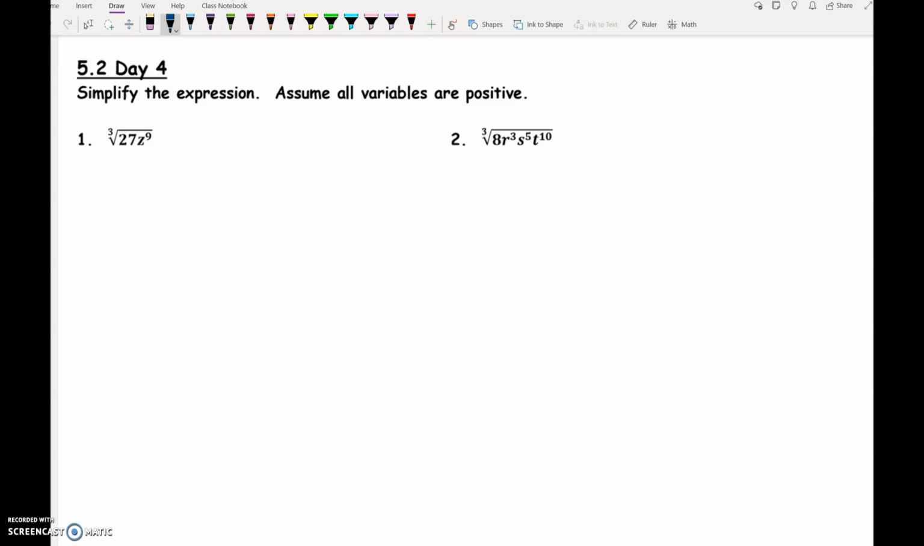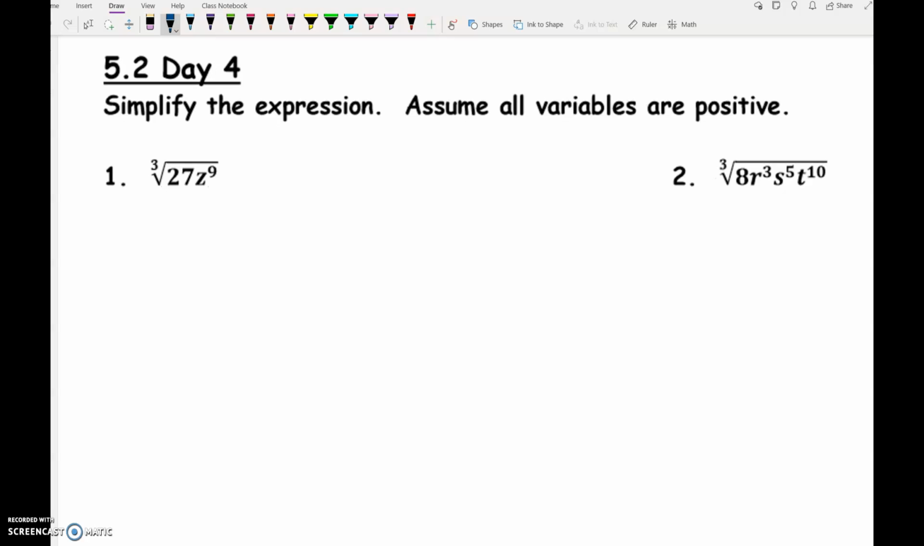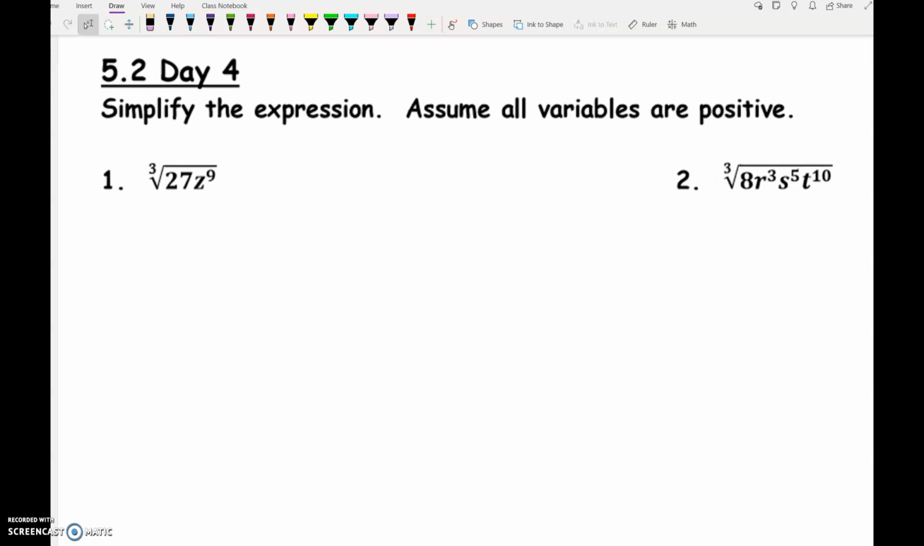Today we're combining some of the stuff we learned on day 2, which for us was this past Tuesday, and a little bit of new stuff. So if you happened to not have day 3 done yet, this isn't going to completely be impossible. We've got the third root of 27 z to the 9th. We're going to split this into the third root of 27 and the third root of z to the 9th.